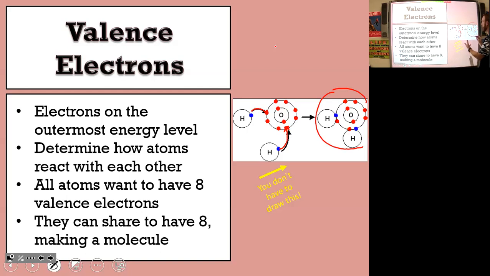And then once they do that, they have a whole brand new set of properties. Like for instance, hydrogen and oxygen are both gases, but when they bond together, they create water, which at room temperature is a liquid. Okay? So this is how we make molecules, and we'll discuss more of this in a couple weeks. But this is why valence electrons are important.